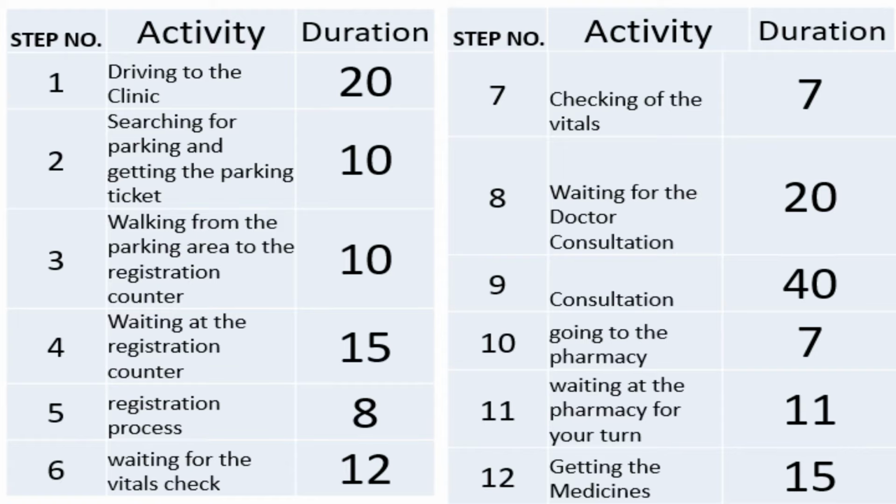Our next step is to identify how many of these activities are value adding from the customer perspective. Please bear in mind who will decide whether the activity is value adding or not. It is not the business. It is always the customer who will decide whether this activity is value adding or not. So from the customer perspective, let's put all the non-value adding activities in red color and all the value adding activities in green color.